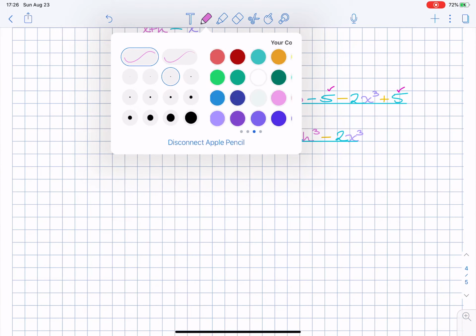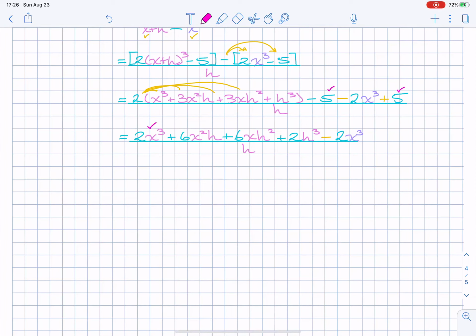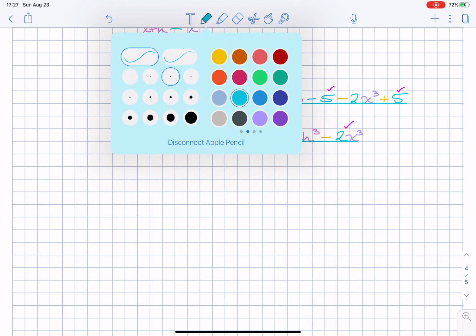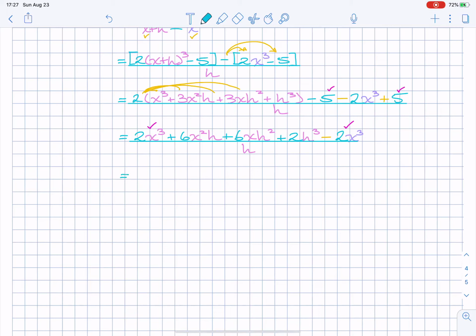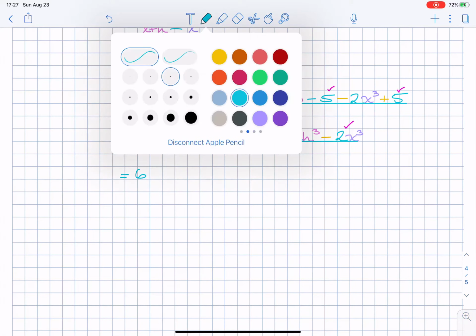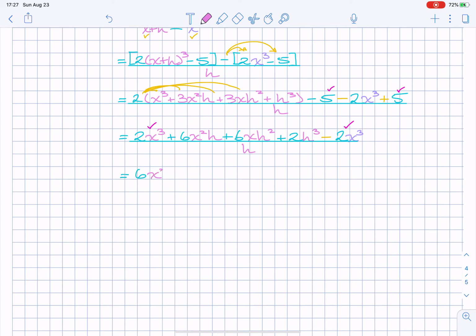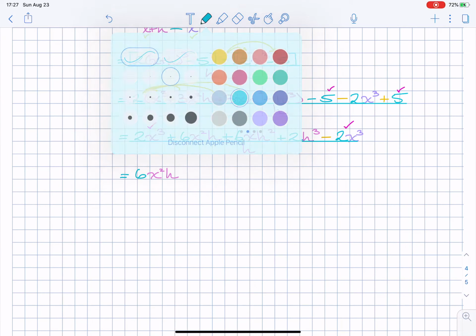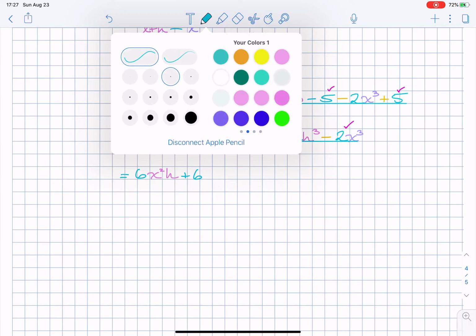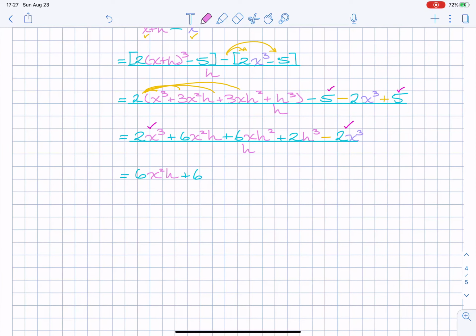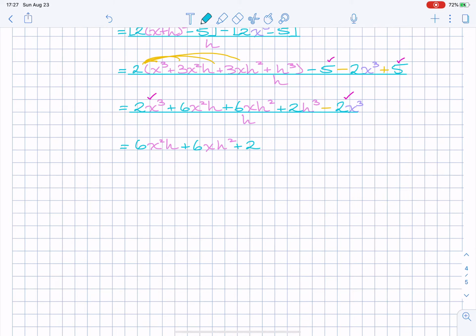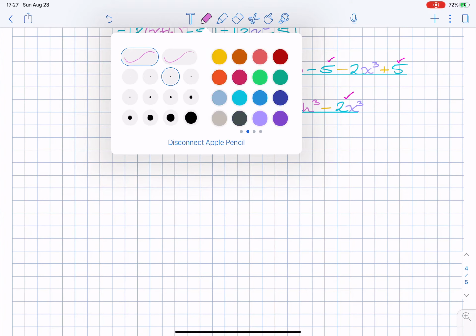Okay, so let's notice that 2x cubed minus 2x cubed reduces. So we are left with 6x squared h plus 6hx squared, 6xh squared plus 2h cubed, all divided by h. So notice that there's an h in every single term.